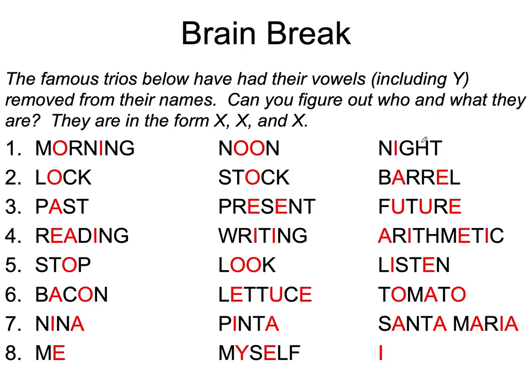Lock, stock, and barrel is an old phrase which you might not know. Past, present, and future. Reading, writing, and arithmetic, the basics. Stop, look, and listen. They used to tell you that before you cross the road. Bacon, lettuce, and tomato. That's one I couldn't get. Nina, Pinta, and Santa Maria. It was also one I couldn't figure out. And then finally, me, myself, and I. I couldn't figure that one out because I couldn't figure out what the last one was. All right.